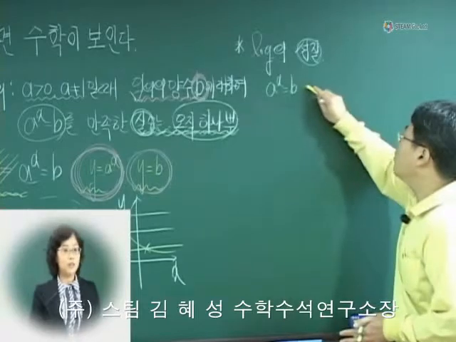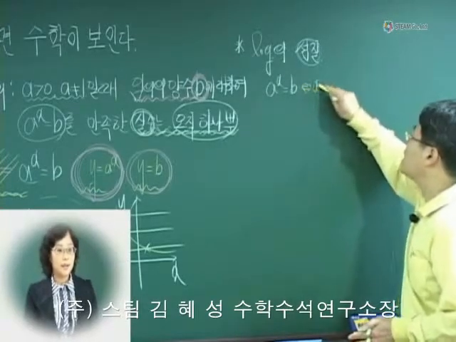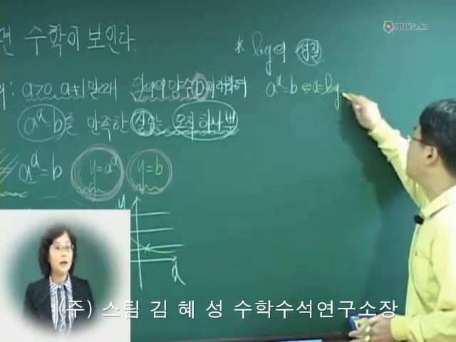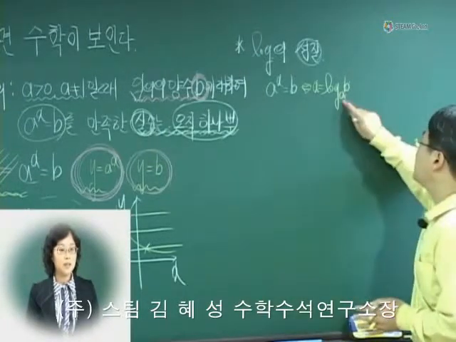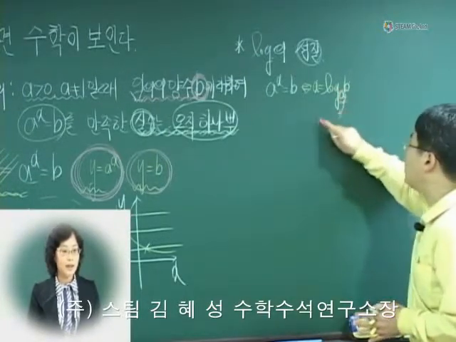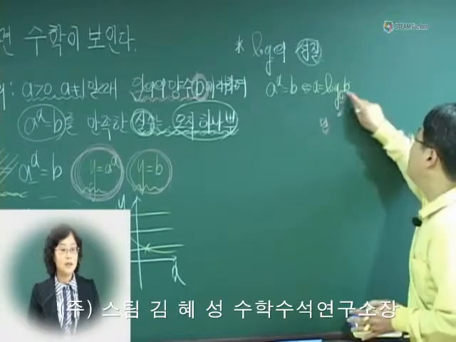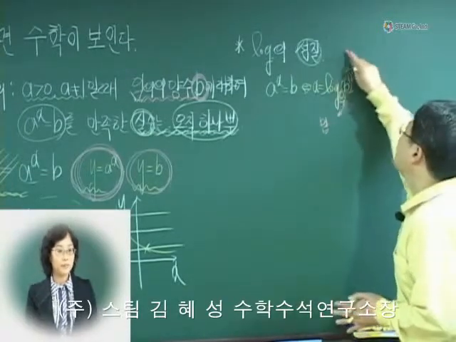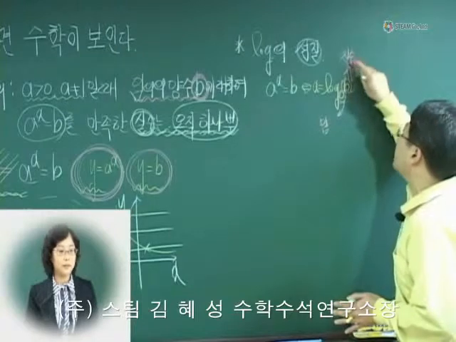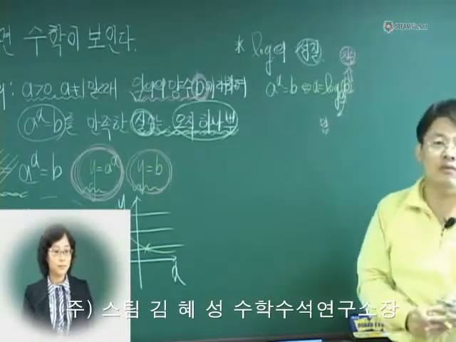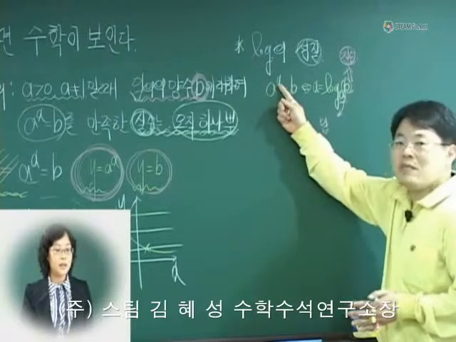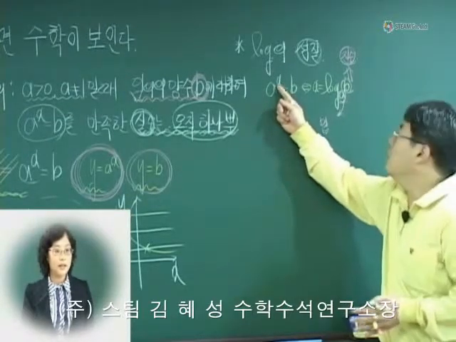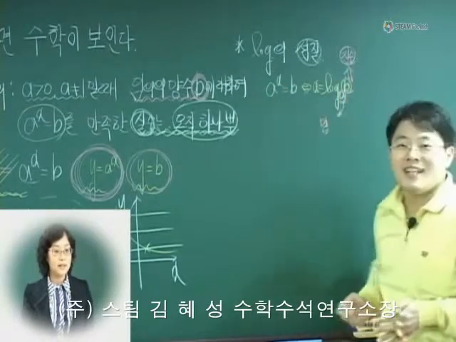If we change it into logarithm form, it is log base a of b. So what is a? It is the base, and b is the anti-logarithm. So we have the base, the exponent, and the anti-logarithm.